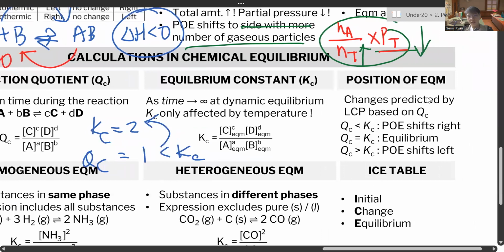I've summarized this over here. You can use the logic of what the ratio means to rationalize what goes on.